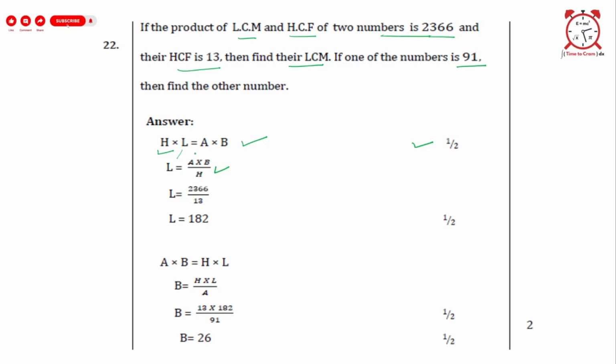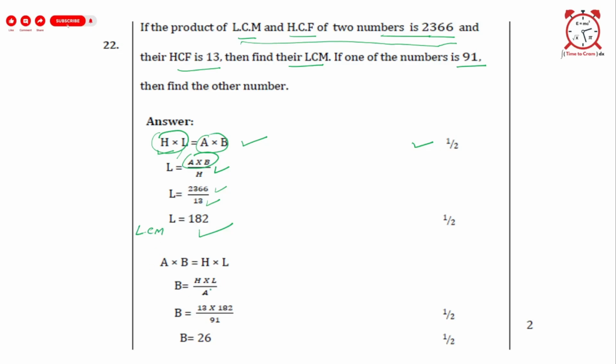Now the value of A and B means what? The product of two numbers. And this product of two numbers is equal to H multiplied by L. And H multiplied by L is given here as 2366. So we will keep here 2366, and HCF is 13, it is given. So after division we will get L equal to 182. L is the LCM.